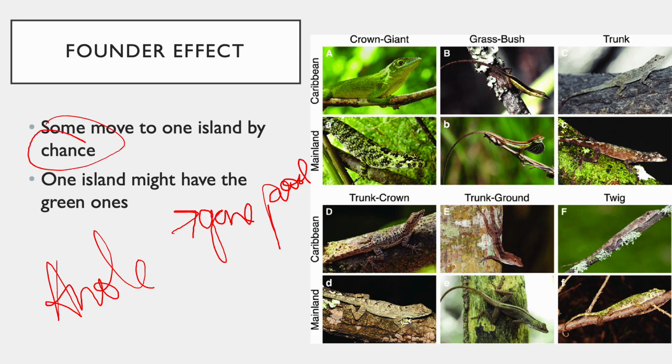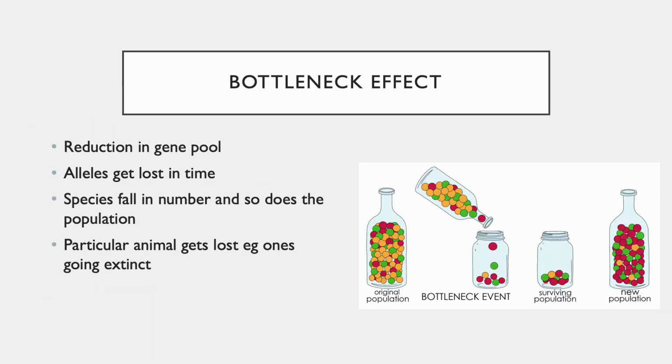So when we are talking about founder's effect, please remember there are certain terms which you should be using. It happens by chance, the gene pool remains constant, there is no extinction which is happening. And very important, as we move on to the other slide, the next effect after the founder effect which we study during this process is the bottleneck effect.